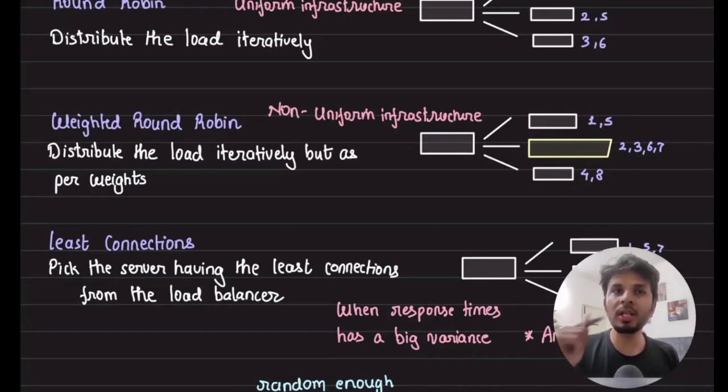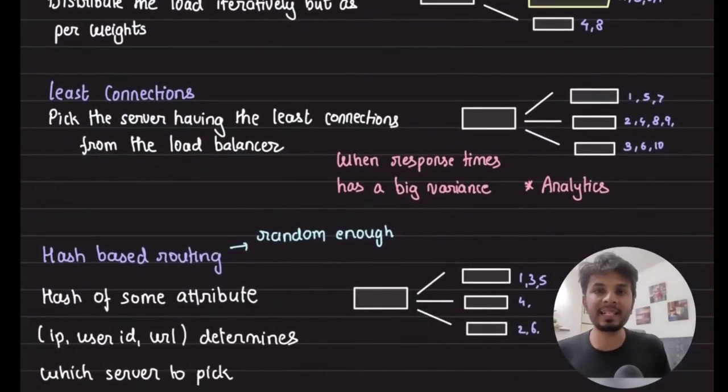And where would you use it? You would use it when your infrastructure is non-uniform. Your backend servers don't have the exact same configuration. Some are smaller, some are larger. So you define a weighted round robin scheme there. Right? The next algorithm is least connections based.